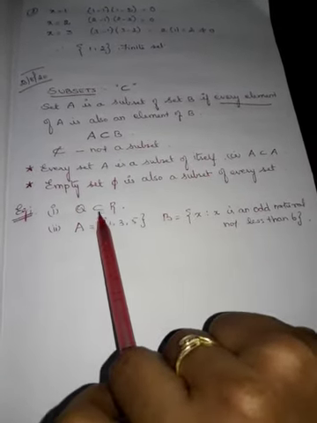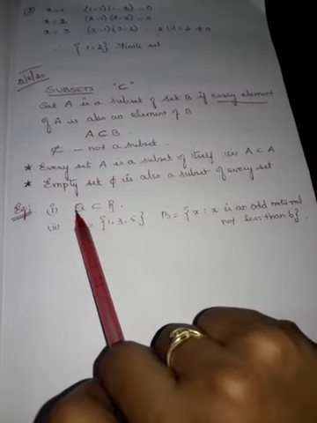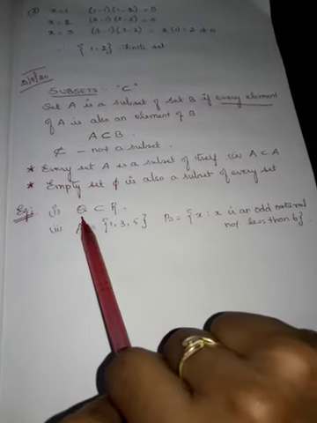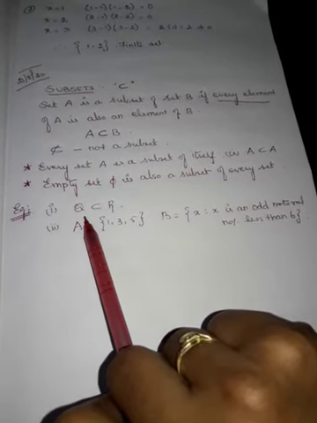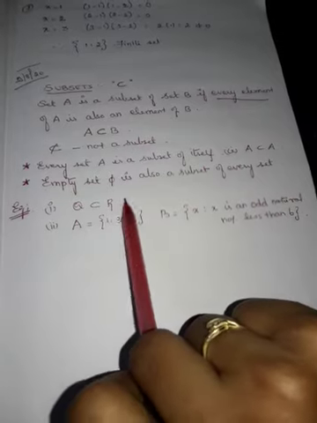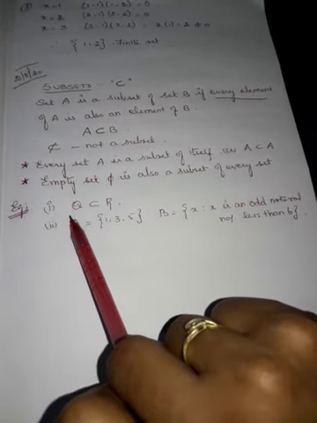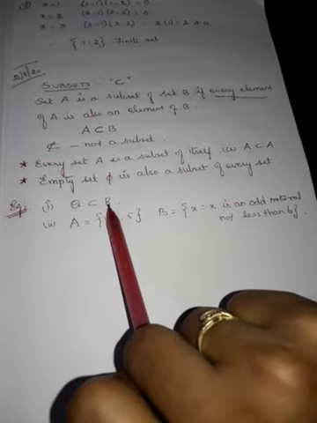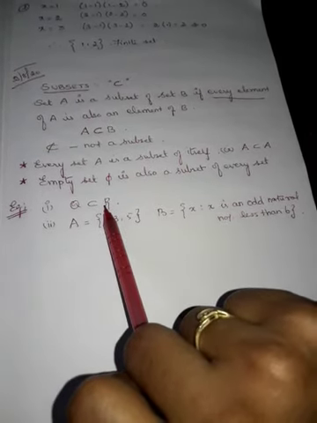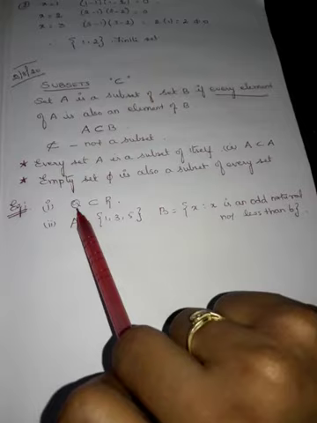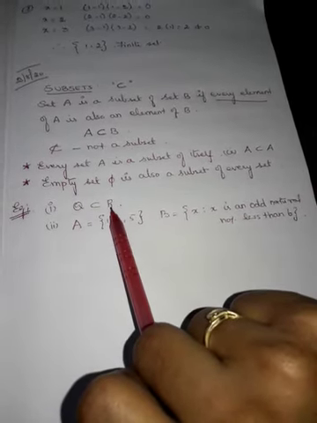So we will see now a few examples for a subset. Now Q is a subset of R. What is Q? Q denotes the set of all rational numbers. And what is R? The set of all real numbers. And every rational number is available in the set of all real numbers. Yes or no? Yes. So Q is a subset of R.